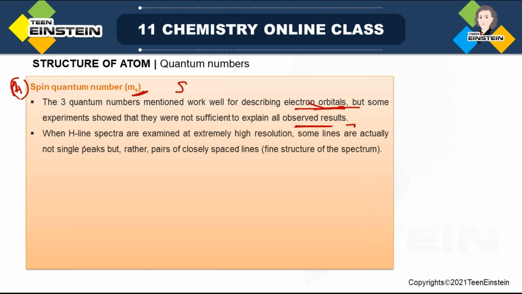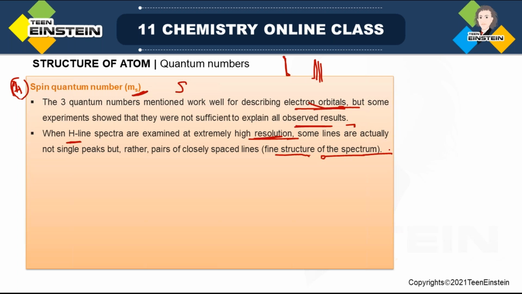When the hydrogen line spectra, that is for a hydrogen-like system, are examined at extremely high resolution, it depends on resolution. When it is very high resolution, you can get some detail of this spectra. Under high resolution, it is observed that some lines are actually not single lines. These lines are actually closely spaced lines. Suppose I am drawing a line here, but under high resolution you will see it as if it is a collection of closely spaced lines, which are known as the fine structure of the spectrum.